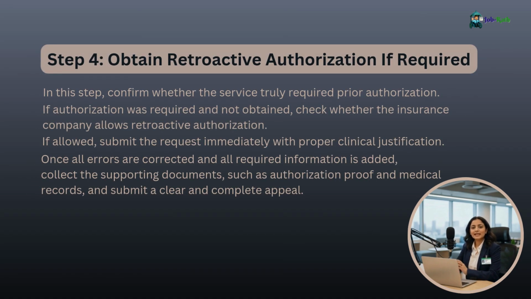Step 4. Obtain retroactive authorization if required. In this step, confirm whether the service truly required prior authorization. If authorization was required and not obtained, check whether the insurance company allows retroactive authorization. If allowed, submit the request immediately with proper clinical justification. Once all errors are corrected and all required information is added, collect the supporting documents such as authorization proof and medical records and submit a clear and complete appeal.